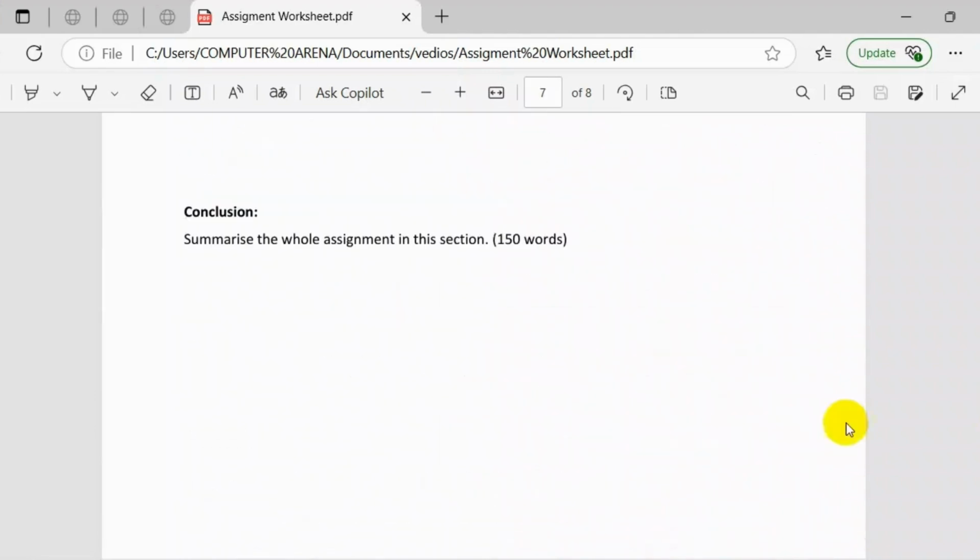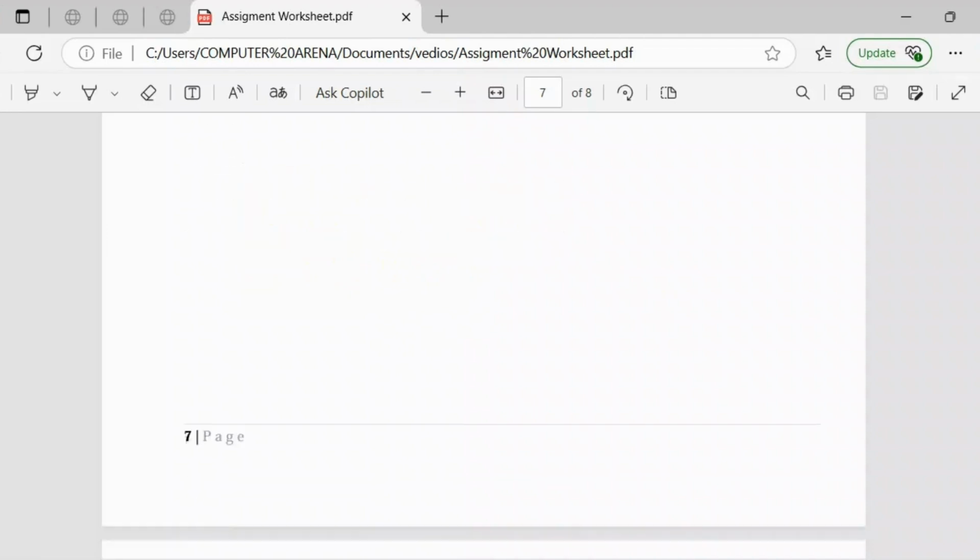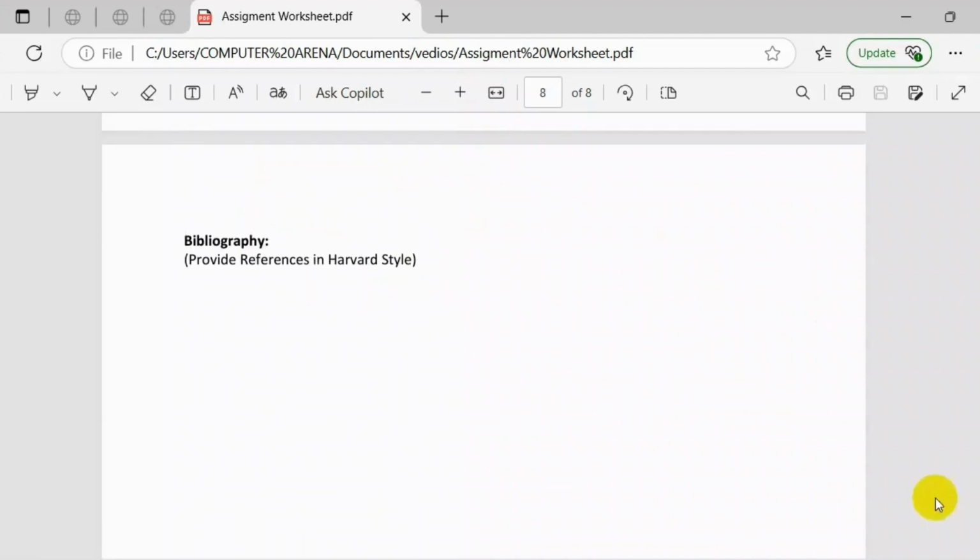After this, just as you explained the introduction of the assignment, you have to conclude the assignment by giving a summary of what you have discussed and how you have discussed it, again in only 150 words. The last part of the assignment is the bibliography section, where you have to provide all the references of the sources that you used for getting the information for each of the assessment criteria.